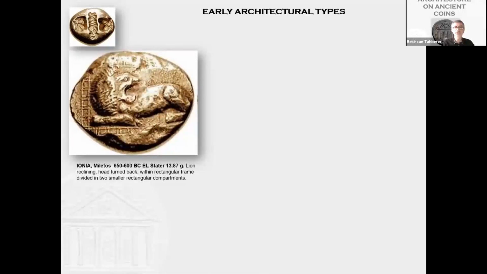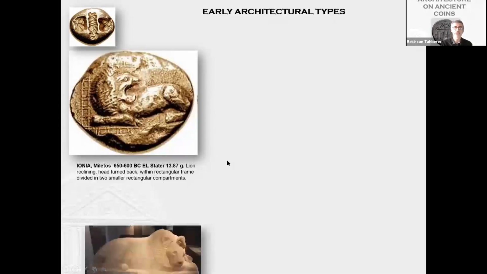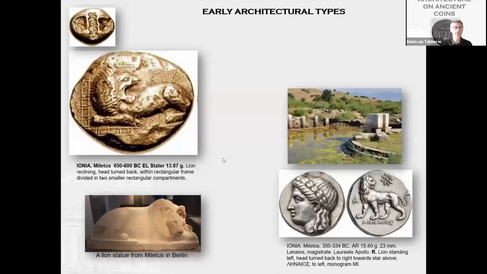I want to start with some early coins with architectural types that people would usually not notice as architectural types. So this is an electrum stater from Miletus, or as some other people pronounce it, Miletus, from 650 to 600 BC. You see a lion crouching, turning his head back and roaring. And there is a structure he is lying within. And it goes all the way to the right and turns back. I have other examples that show us the complete structure.